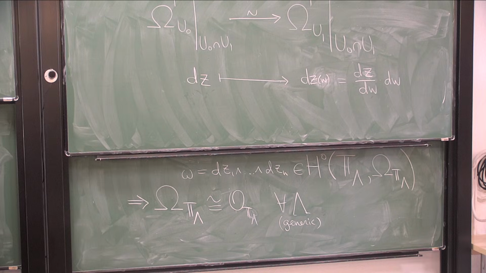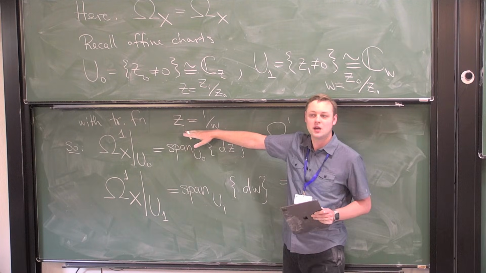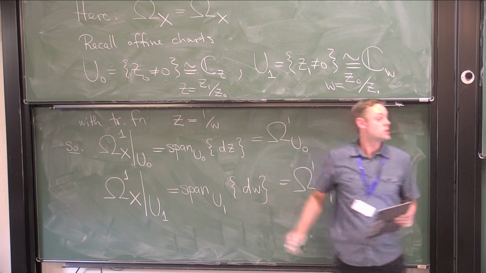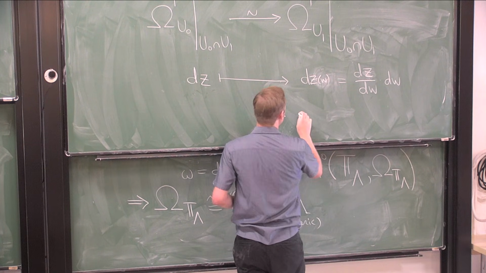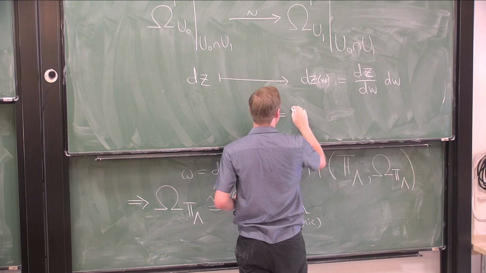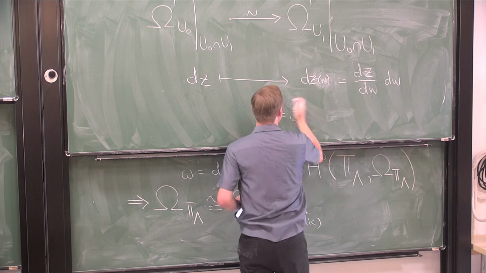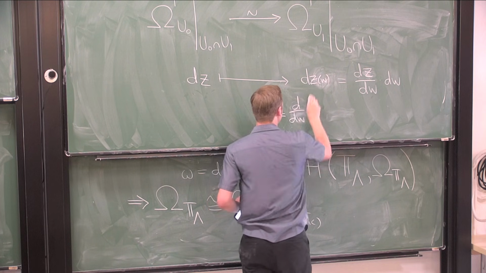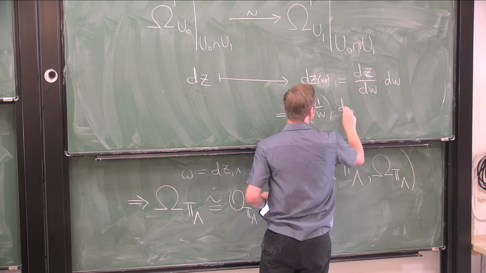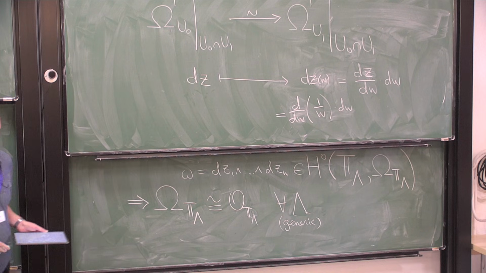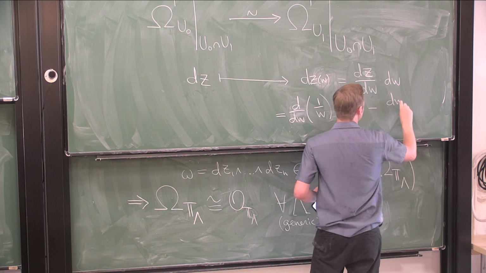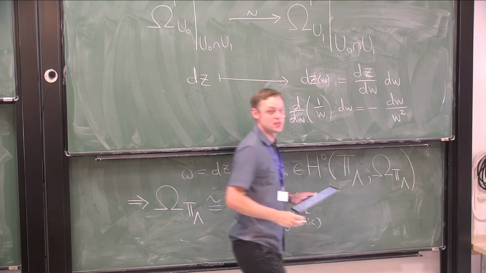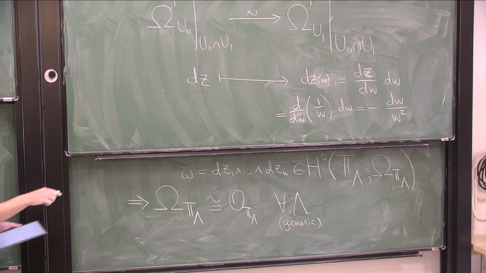Now we know how z depends on w. We know that z of w is 1 over w, so we can actually compute this derivative. It's d by dw of 1 over w times the basis vector dw. And so this becomes minus dw over w squared.